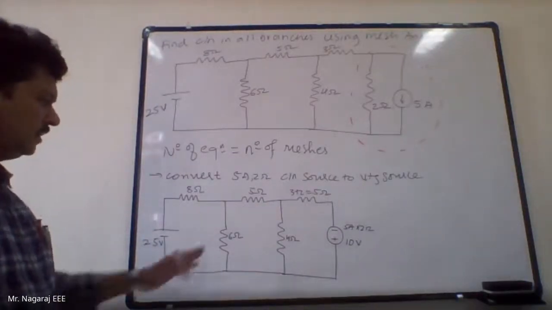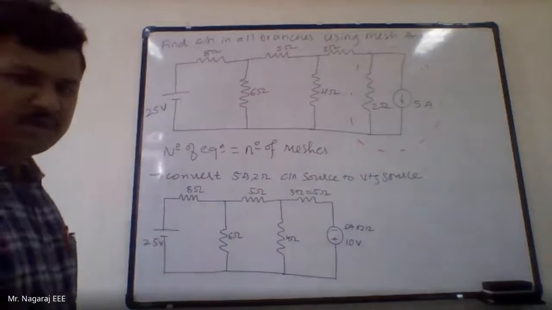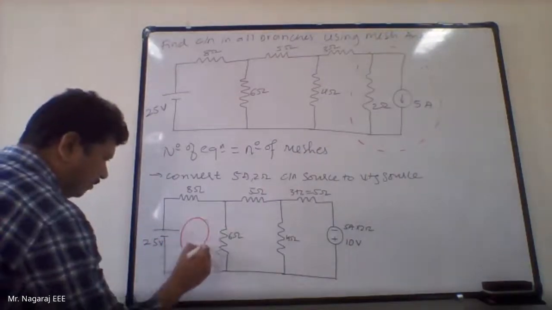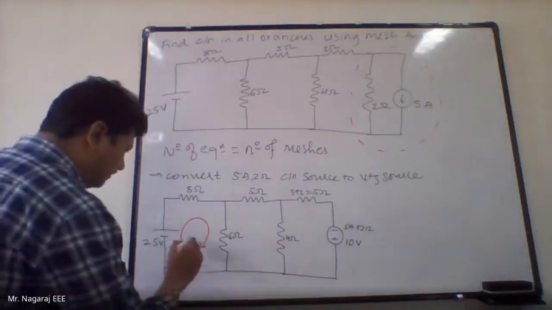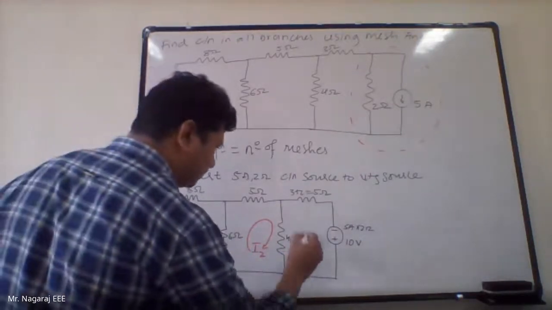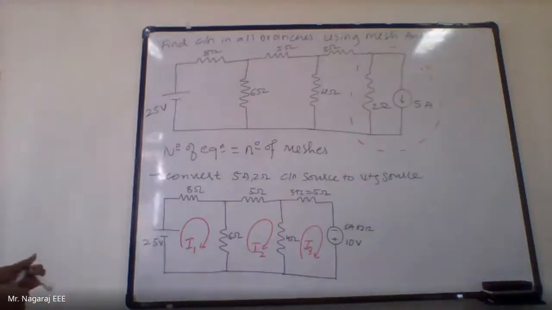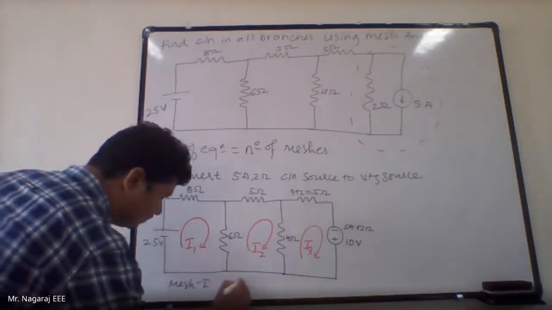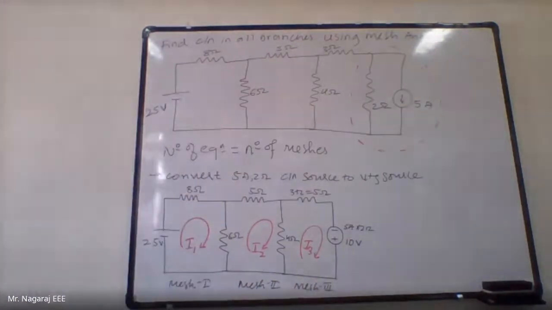So now there are 3 meshes. To each mesh I will assign 1 current. For each mesh I have to assign 1 mesh current. I told that the mesh current direction we generally take to be clockwise. So let this be I1, I2, I3. This is mesh 1, mesh 2, mesh 3.